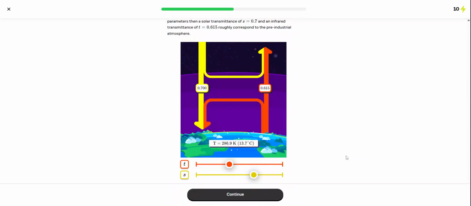So if we lower T, the infrared is also small, and if we lower S, then the sunlight is small. So T and S are contrasting. Just a brief observation here. Continue.